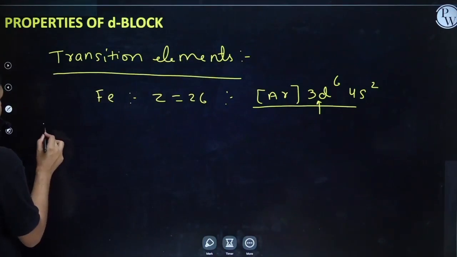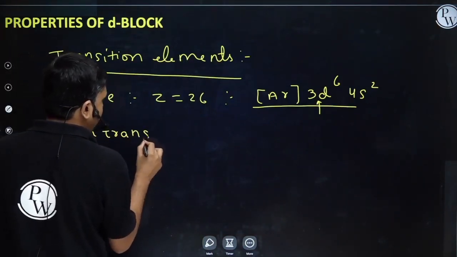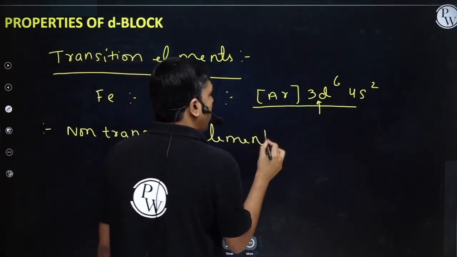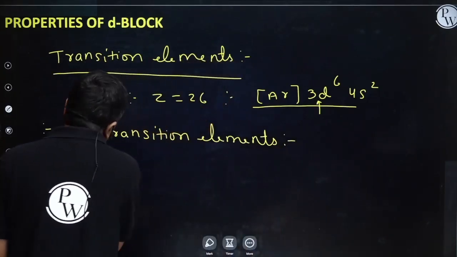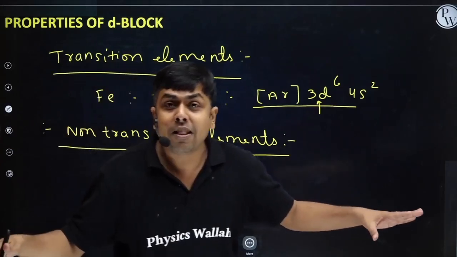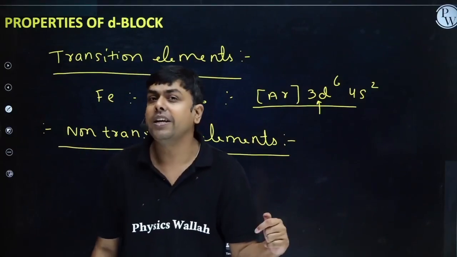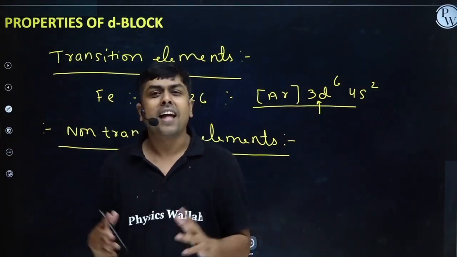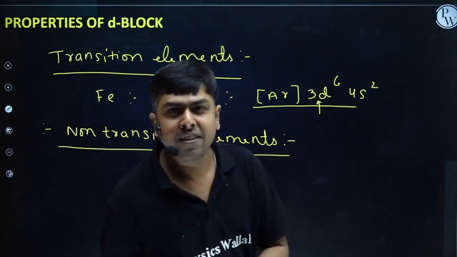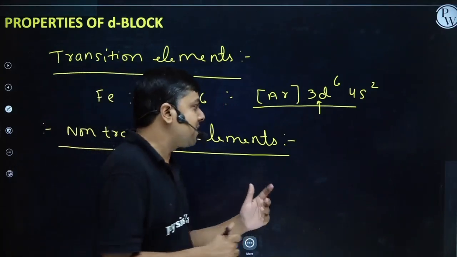If I talk about non-transition elements, all the d block elements which have a completely filled n-1th d subshell either in the ground state or in any oxidation state, such elements are referred to as non-transition elements. Can you name a few non-transition elements? Can you give an example?